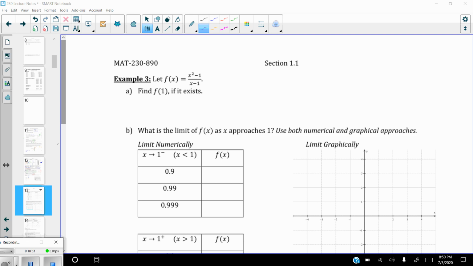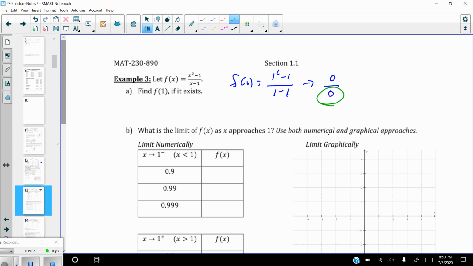So what we're going to do is plug 1 in for x's. So f of 1 is going to be 1 squared minus 1 over 1 minus 1. Well, what you get here is on top you get 0, and on the bottom you get 0. 0 divided by 0 does not exist. Anything divided by 0 does not exist. So really what makes this not exist is that piece right there, the dividing by 0. That makes the function not exist at 1.